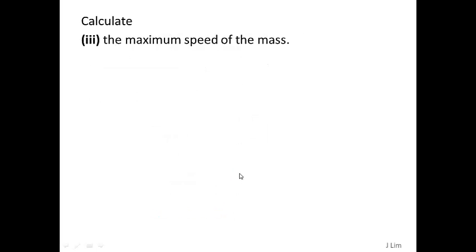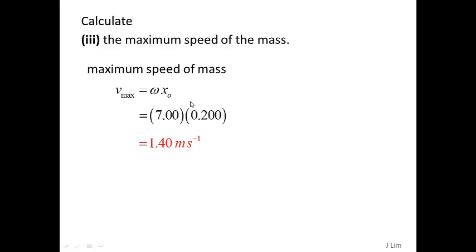Calculate the maximum speed of the mass. The maximum speed of the mass is given by omega x naught, and that is 1.4 meter per second.